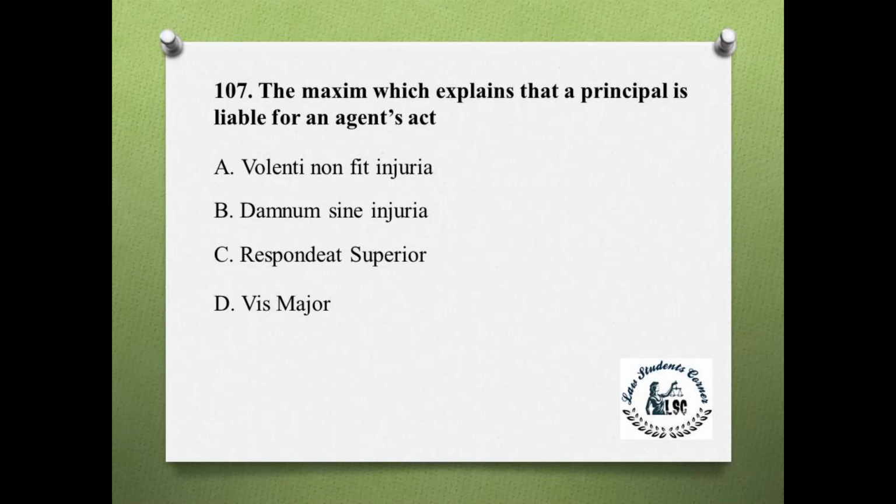Question number 107. The maxim which explains that a principal is liable for an agent's act. Option A volenti non fit injuria, option B damnum sine injuria, option C respondeat superior, option D vis major. Correct answer is option C respondeat superior.